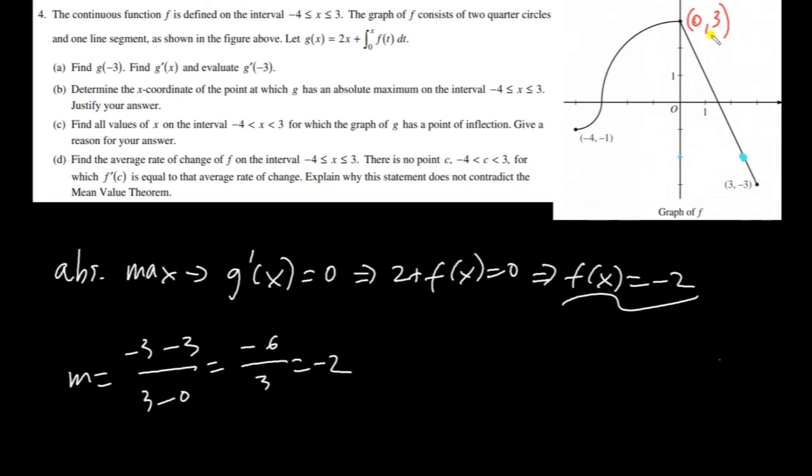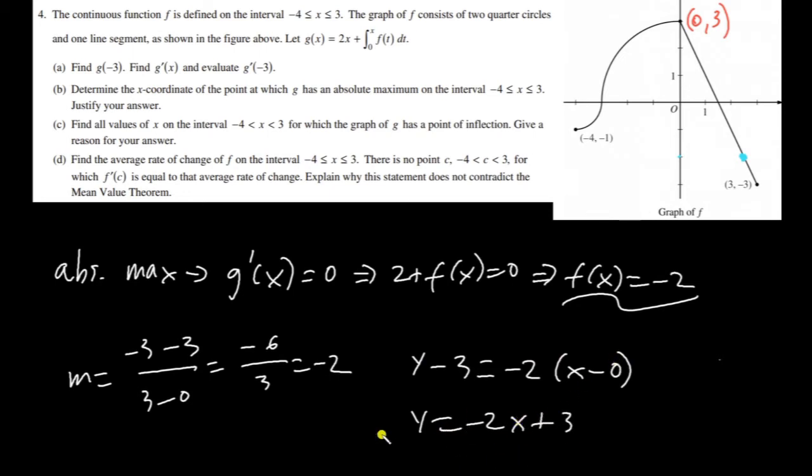Now we can choose any one of these 2 points to figure out the equation of the line. I'll choose this one because it has a 0 in it. So we'll have y minus 3 equals -2 times x minus 0, so y equals -2x plus 3. I'm going through this a little bit faster because it's more basic algebra than calculus.